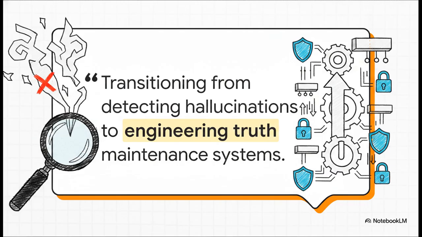So, the crucial point is really captured in this shift. The field is now transitioning from merely detecting hallucinations to engineering actual truth maintenance systems. We are moving entirely past the era of treating AI hallucinations as some spooky, unavoidable mystery. And we're starting to treat factuality exactly as what it is, a solvable, rigorous systems engineering problem.